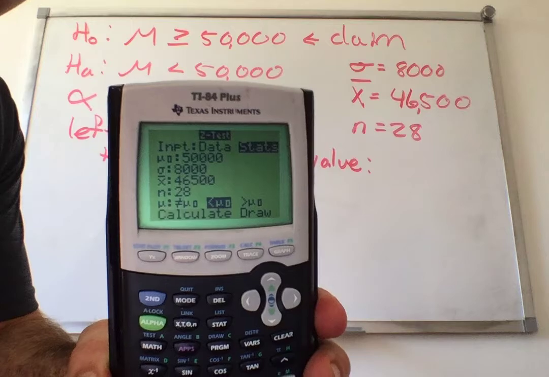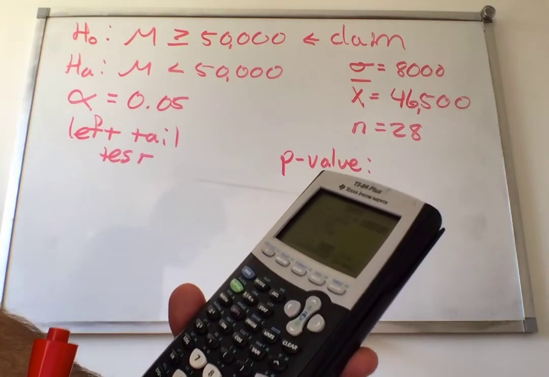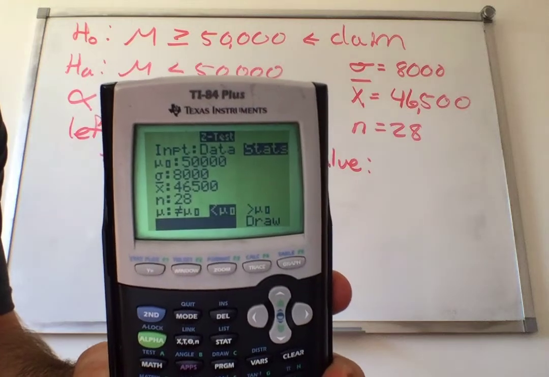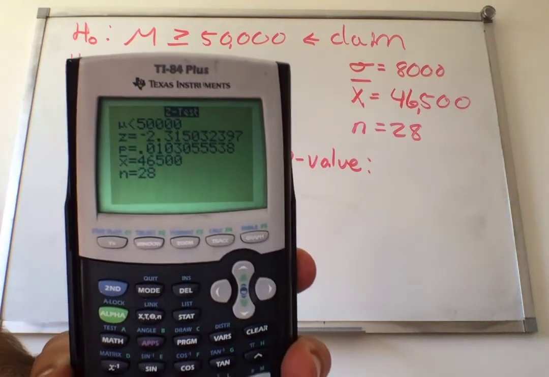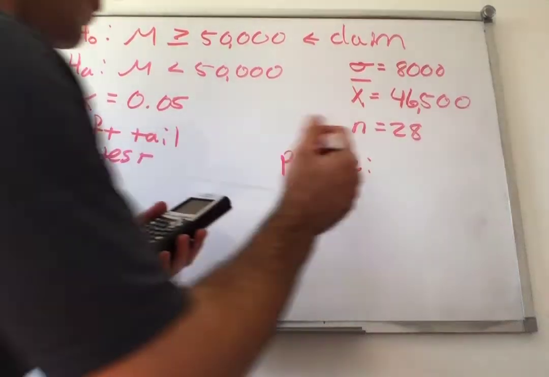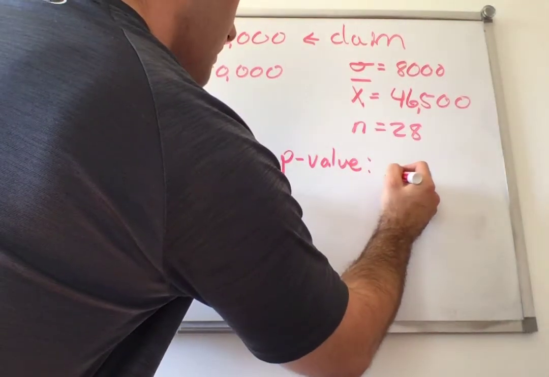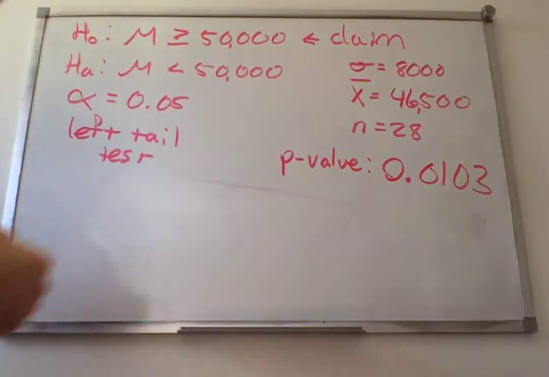So this is what it should look like. Let's see, just making sure that's everything correct. Yeah, this is what it should look like if you entered it on your calculator. Now you just go to calculate. Should end up with these numbers. See, we got a p-value of 0.0103.